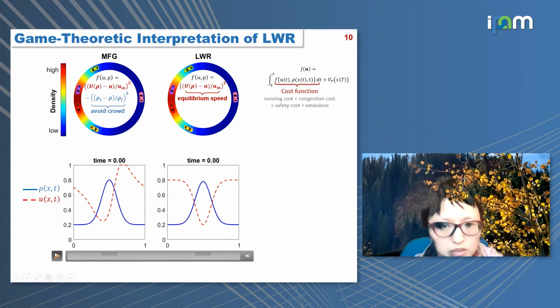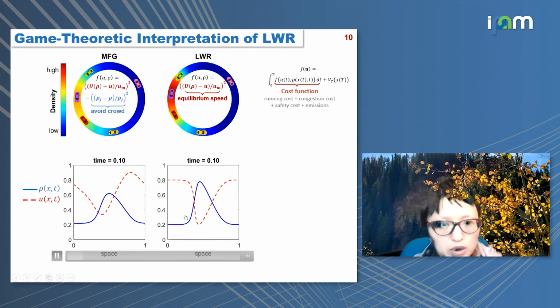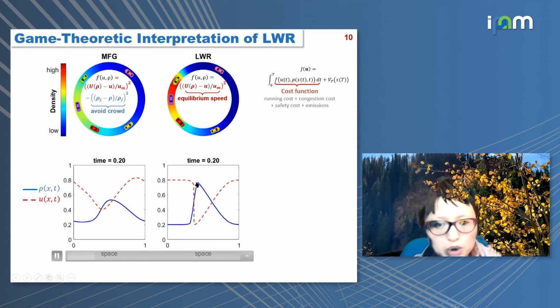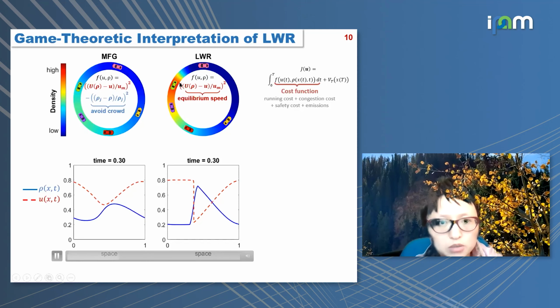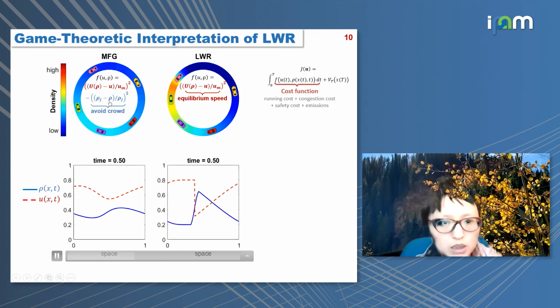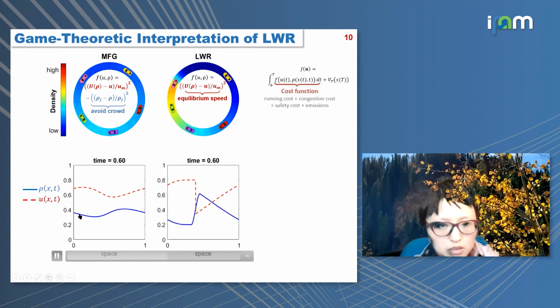After it evolves, you can see that for the LWR model, the shock wave appears. This is this region, where cars are moving slowly. But for the mean field game, it smoothed out to a uniform flow much faster.